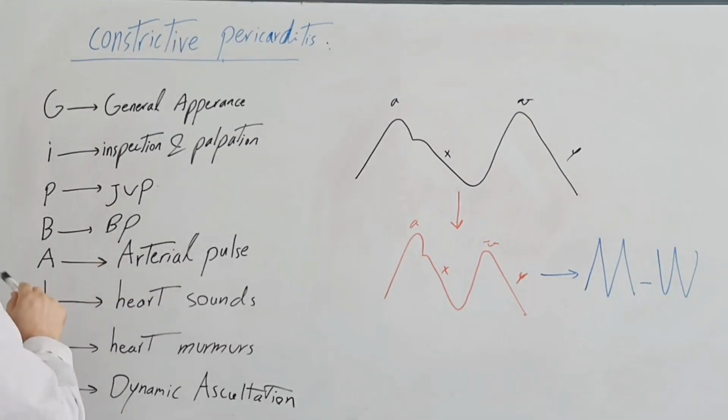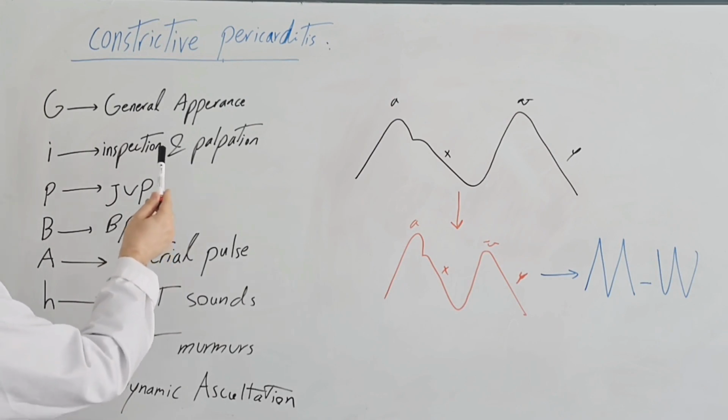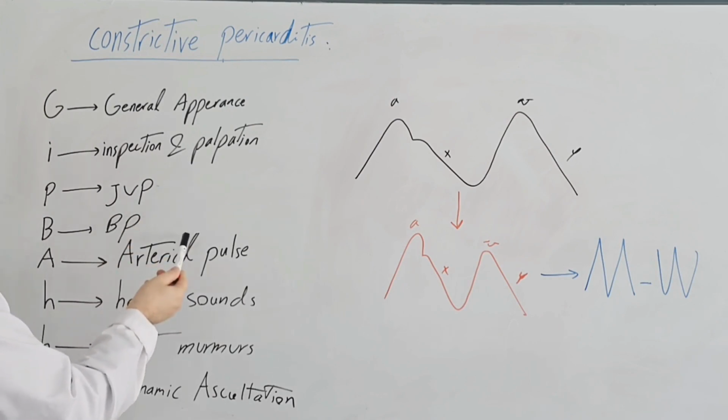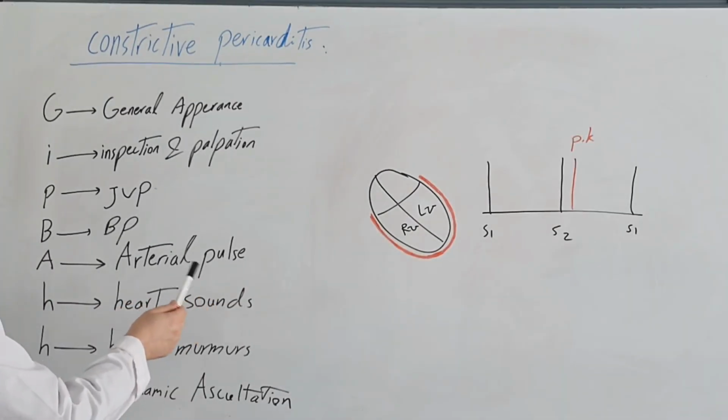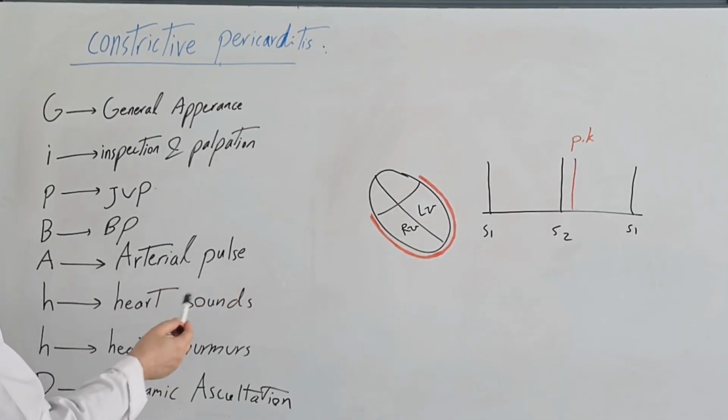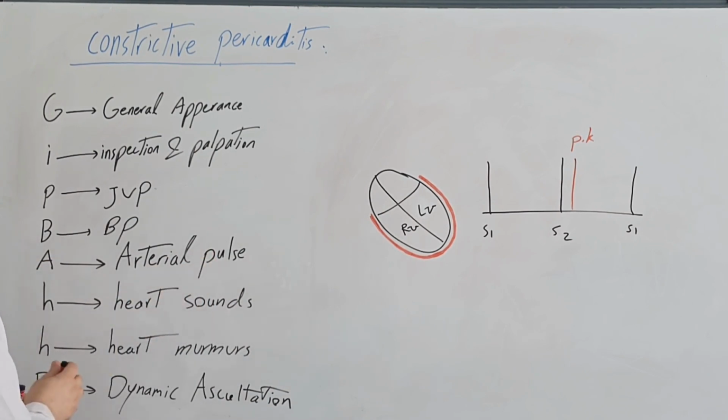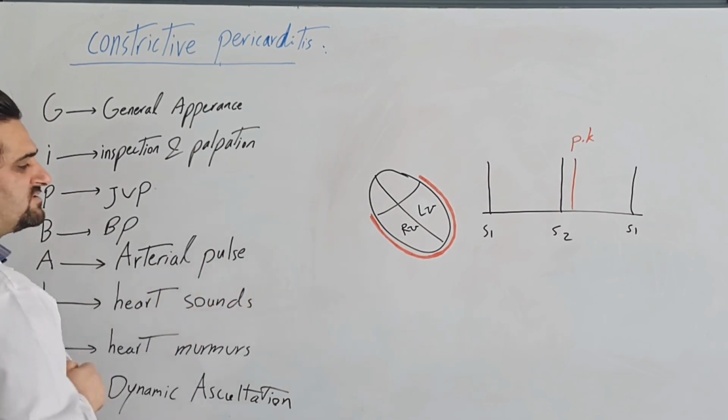The next part is blood pressure. Blood pressure in patients with constrictive pericarditis is often low, and these patients tend to be hypotensive. The next part is the arterial pulse. In patients with CP, the pulses are usually weak and thready, and some patients also have a paradoxical pulse.